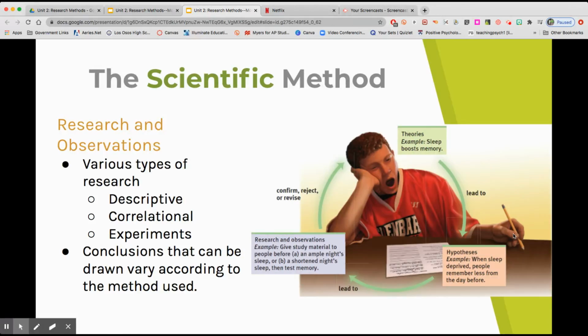If my observations do not confirm the theory, maybe I find that people with a shortened night's sleep actually did better on the memory test. Then I either need to retest, revise my theory, test it in another way, and see what happens before I draw any more conclusions.